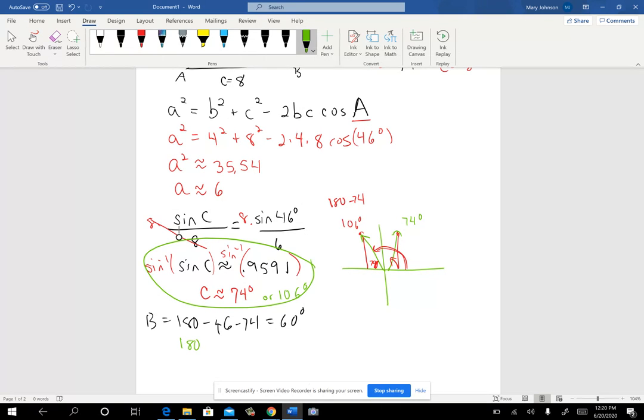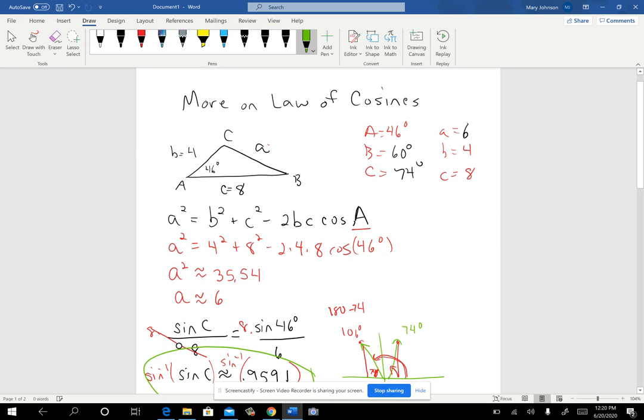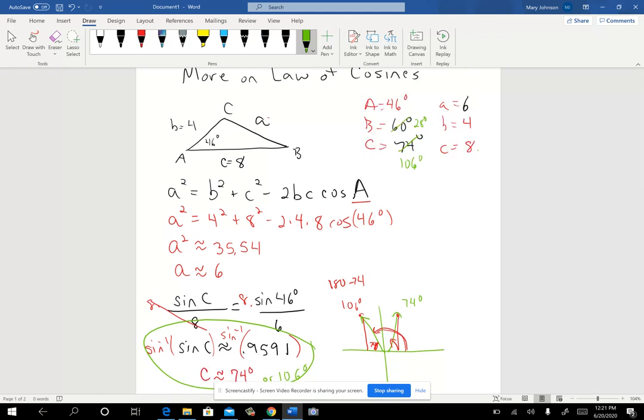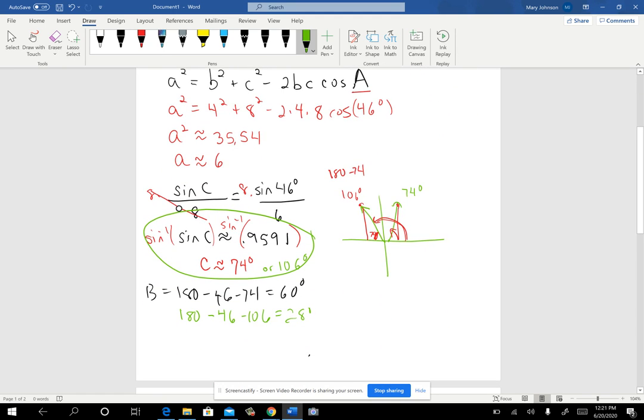And if you used the 106, then when we did that, the B would turn out to be only 28 degrees. And so up here, instead of 60, it would be 28 degrees. And then the biggest angle turns out to be opposite the longest side like it's supposed to be, okay? Well, you want to try to avoid this, okay?